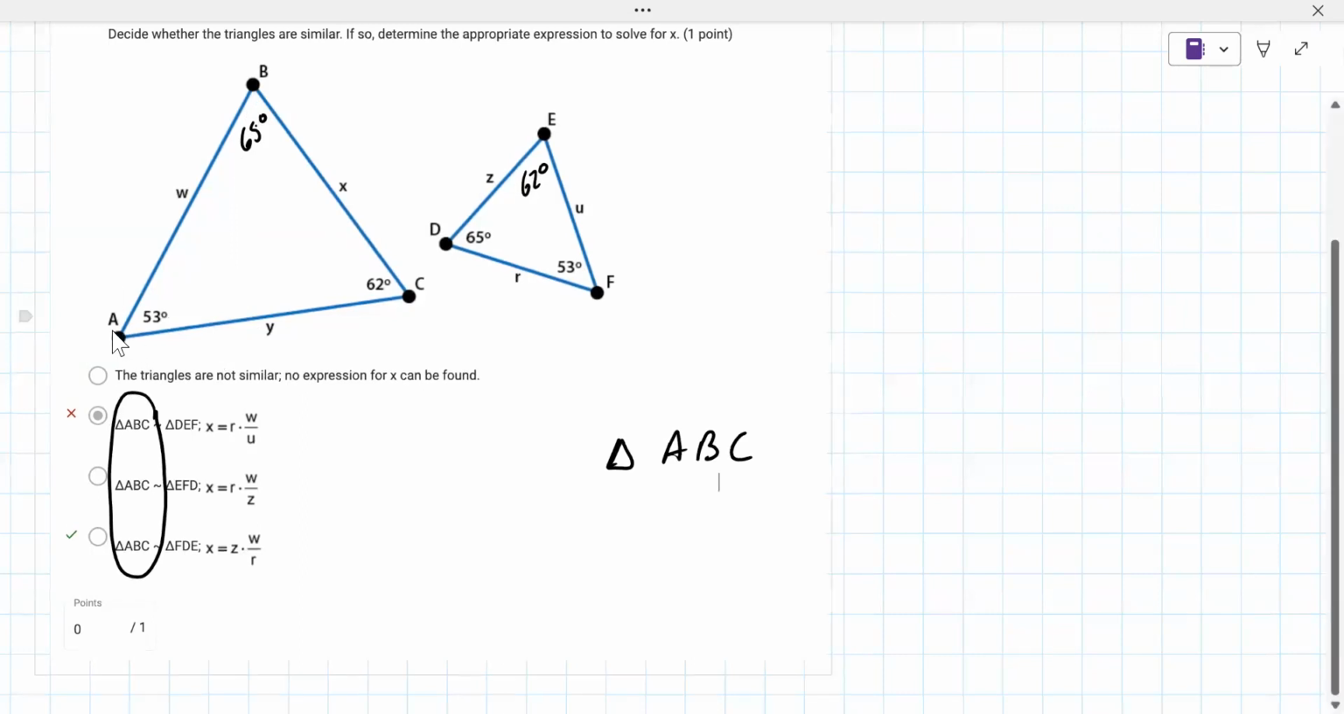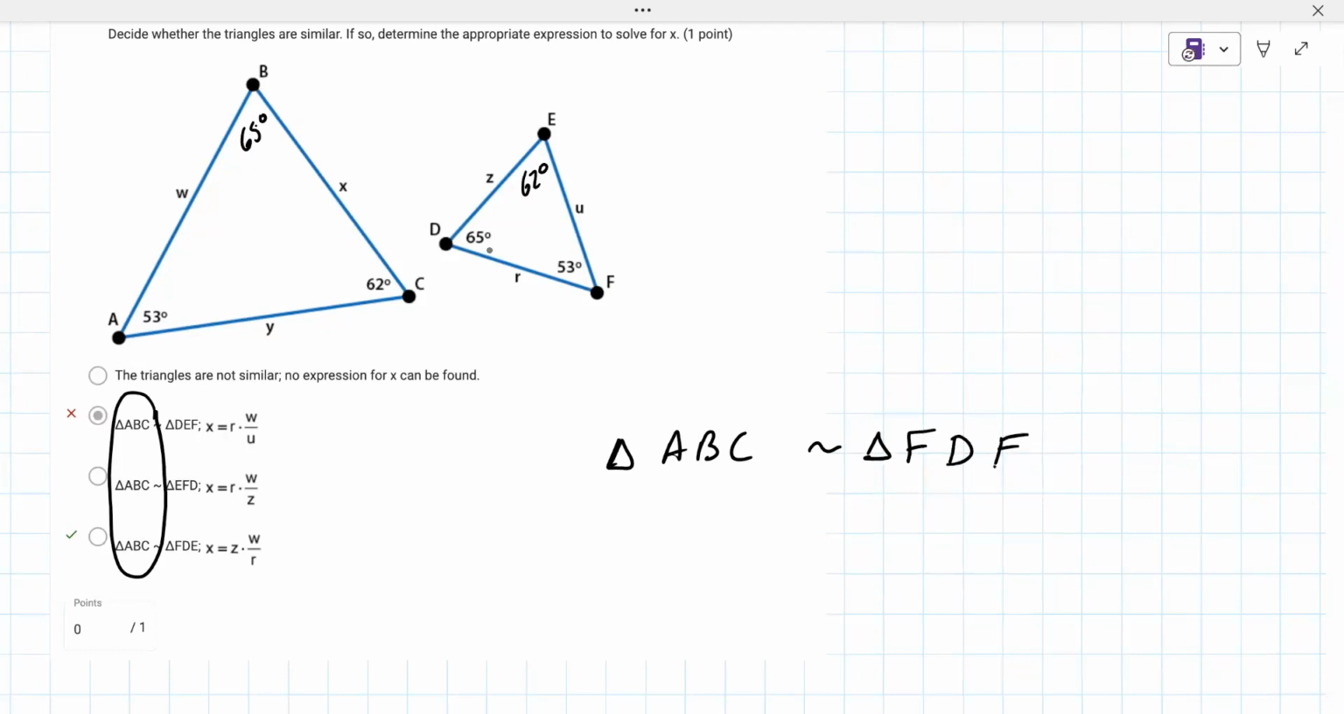So what does A line up with? A lines up with F. And then if you go to B, B lines up with B. And so you really got to pay attention to the angle measurements to see which. And then from there, it doesn't look like you're going to get that because these are all different here.